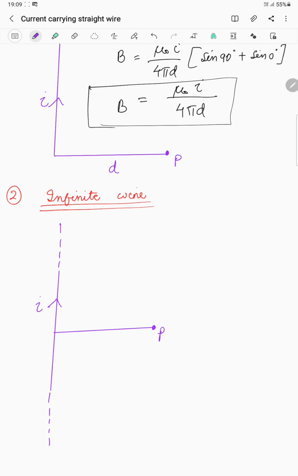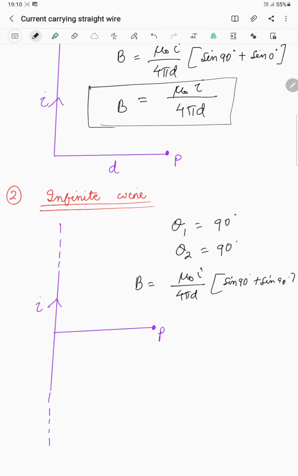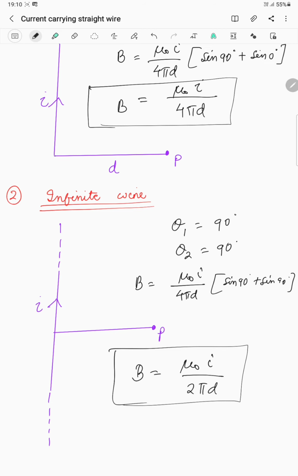Then what will be theta 1? It is quite obvious, I have told you, whenever the wire is infinite, the angle will be 90 degrees. Theta 1 is 90, theta 2 is also 90. So you have B equals mu naught I divided by 4 pi d, times sine 90 plus sine 90. That is 1 plus 1, that becomes 2. So it becomes B equals mu naught I by 2 pi d. This is for an infinite wire.